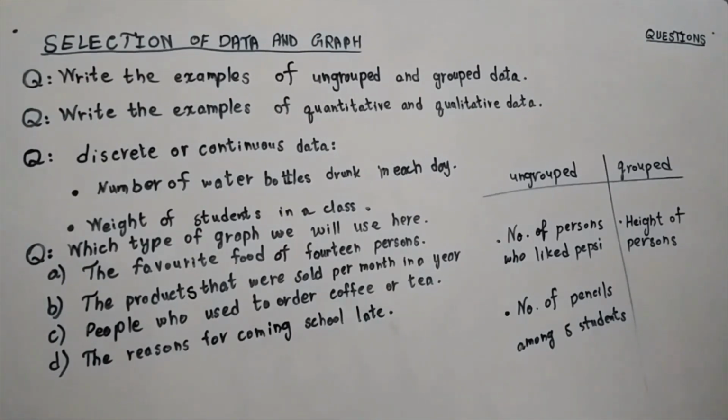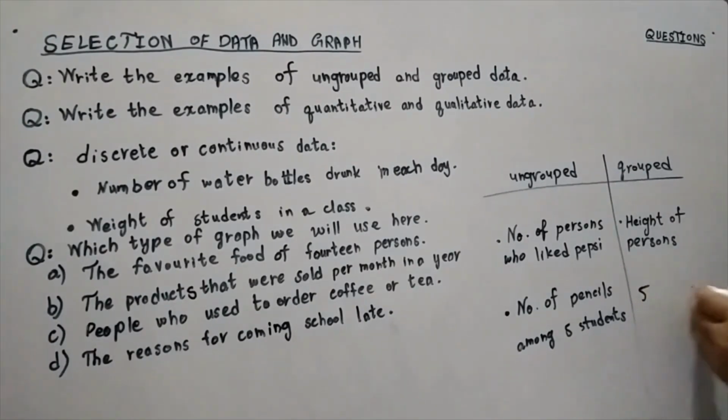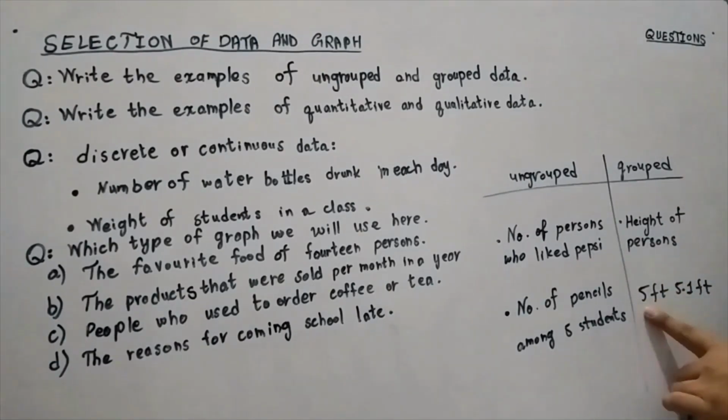So it is not possible to make all the bars. Here we will use grouping. We will draw a bar which will represent the persons of height from 5 feet to 5.1 feet. So we can draw a bar and put those persons in it who have a height of 5 feet to 5.1 feet.